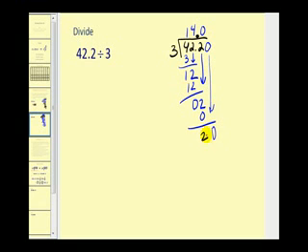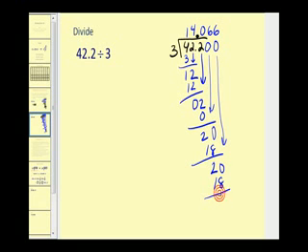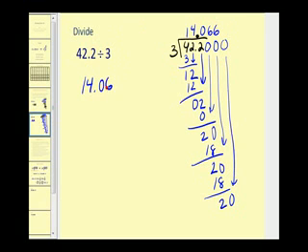How many 3s in 20? That would be 6. 6 times 3 is 18, and we subtract. We need another digit, so we add another 0 and bring it down. How many 3s in 20? Well, we just asked that question, and that was 6. 6 times 3 is 18. We get 2. Add another 0, and you can kind of see what's happening here. We keep getting 20. Therefore, this 6 will continue to repeat. And so what we can do is say the quotient is 14.06. Since the 6 repeats, we put a bar over the 6.